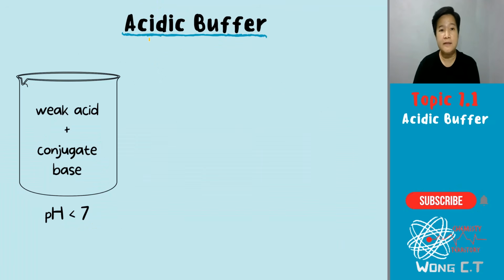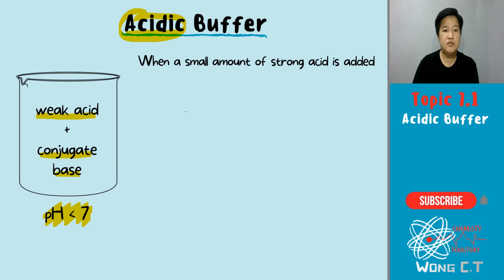Okay? Next, let's see how an acidic buffer can maintain its pH when a strong acid or strong base is added. So, just a kind reminder, acidic buffer means the solution has a weak acid and its conjugate base. And the pH must be less than 7 because it's an acidic buffer. So, let's see what happens when a small amount of strong acid is added.